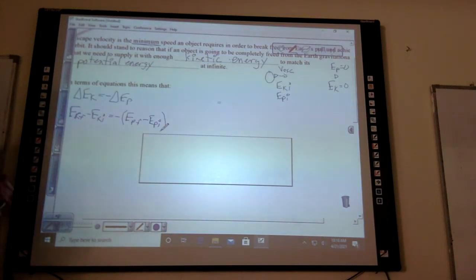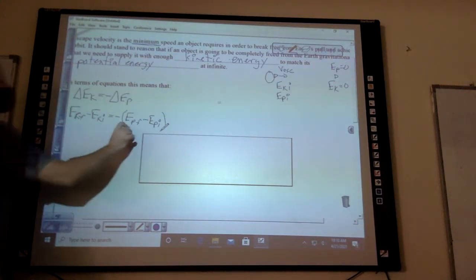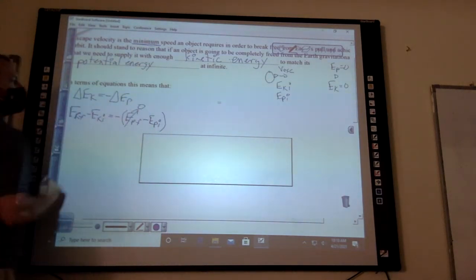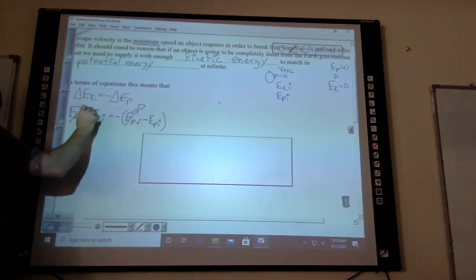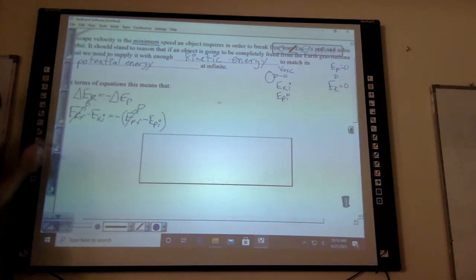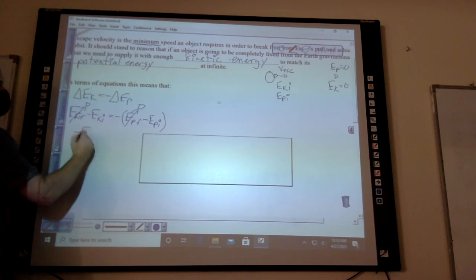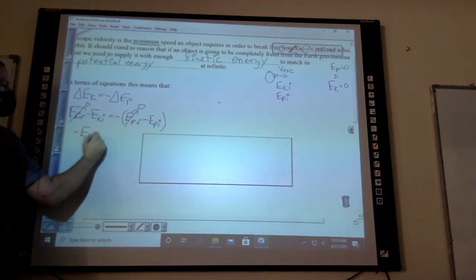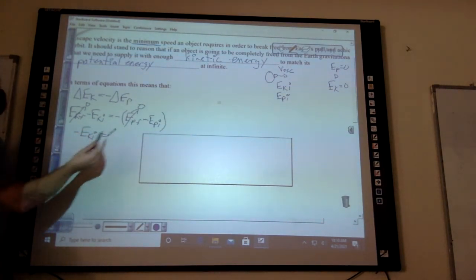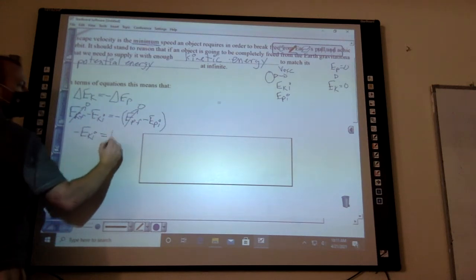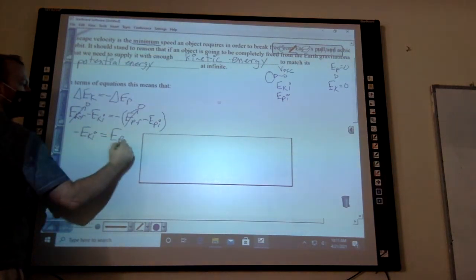If we look at our finals, they're both 0. We want EP final to be 0. We want EK final to be 0. So what I'm left with is negative EKI equals, negative and negative cancel out, so we get positive EPI.